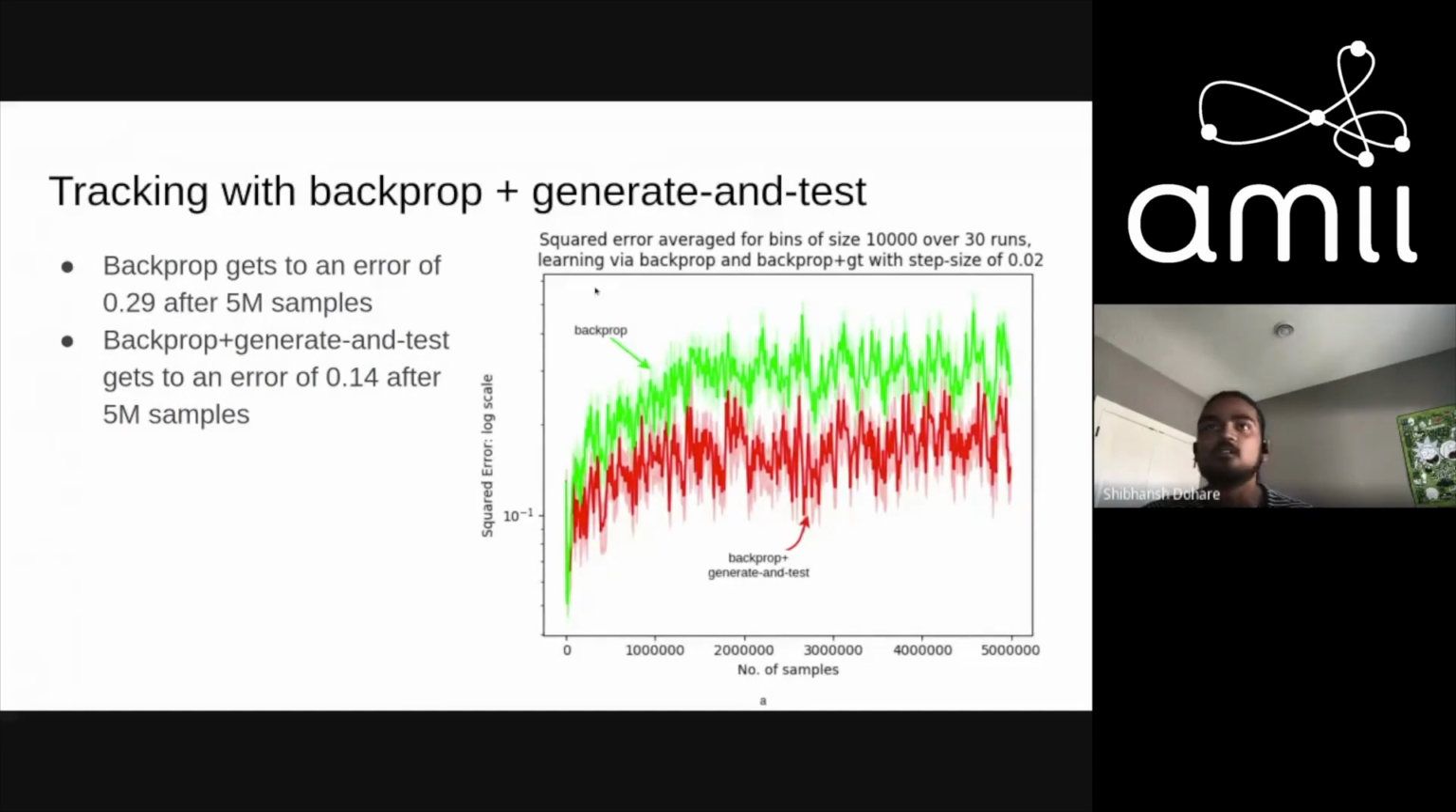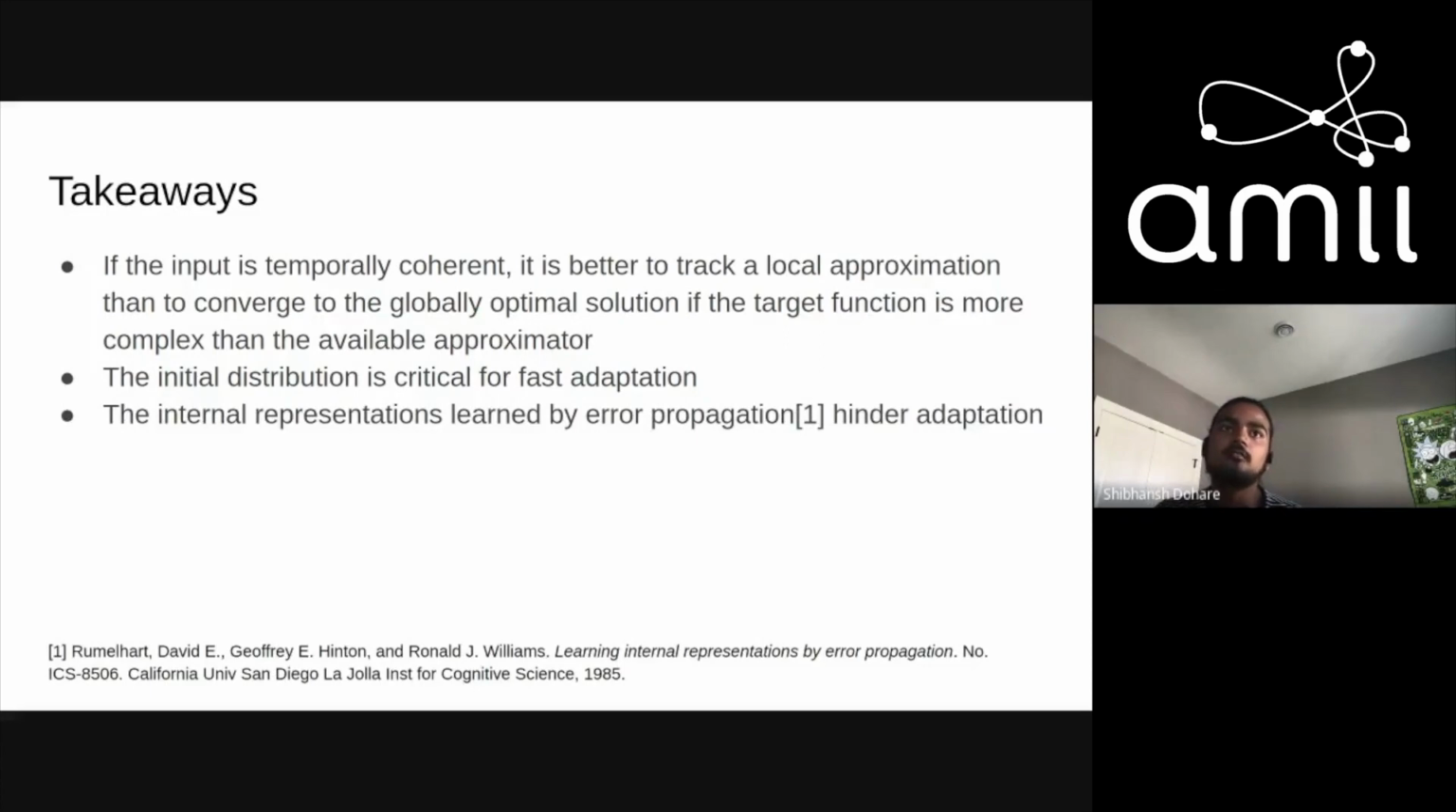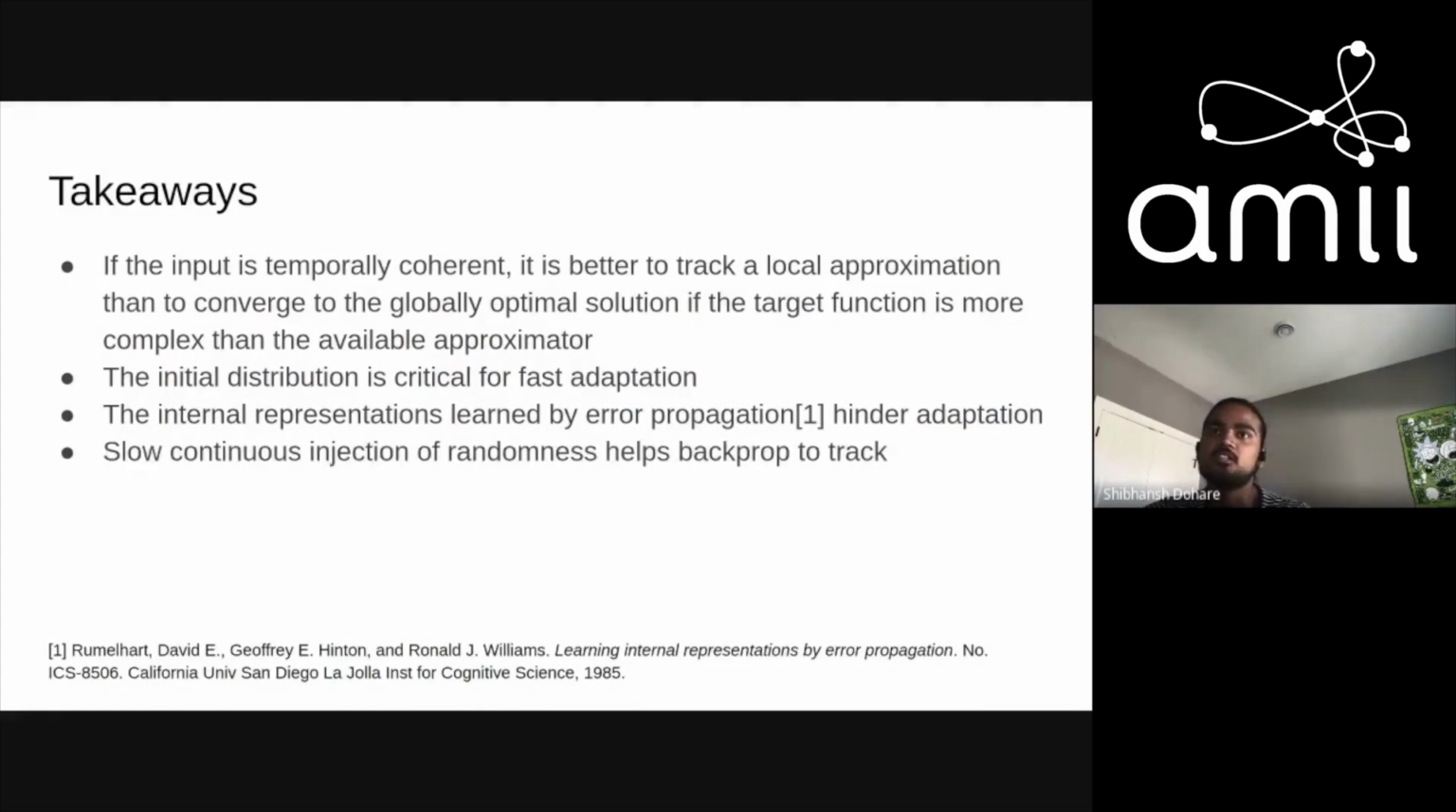Okay. So let me just conclude now. The first takeaway is that if the inputs are temporally coherent, then it's better to track a local approximation than to converge to a globally optimal solution. Of course, this is true only if the target function is more complex than the approximator. The second, and I think the main takeaway, is that the initial distribution is critical for fast adaptation. Next, I find that the internal representations that we learn from backprop actually hinder adaptation. And the slow continual injection of randomness helps backprop in tracking problems. Okay, that's it. Thanks.